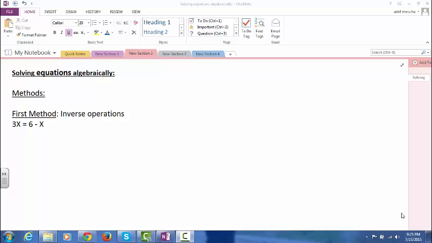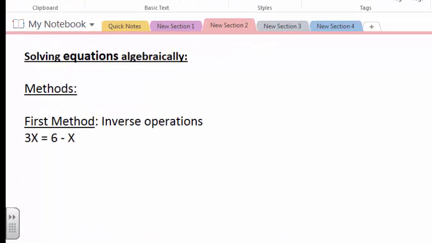Unit 10, Lesson 5, Solving Equations Algebraically. That means we don't need the tiles anymore. We are not going to use the algebraic tiles, but we need to use the algebraic way only. And there are three methods to solve the equation with the algebraic way. The first method is inverse operations.